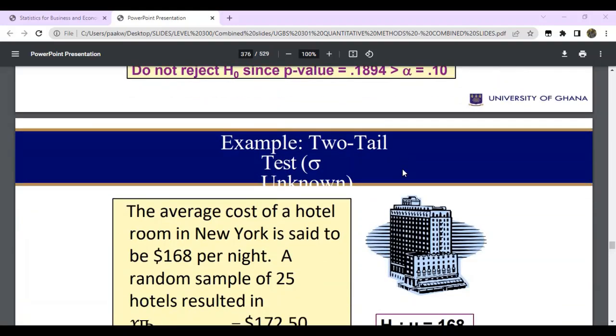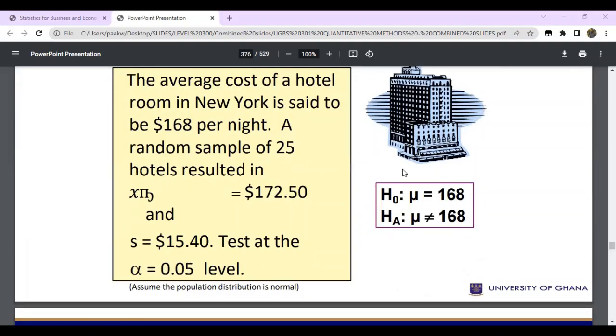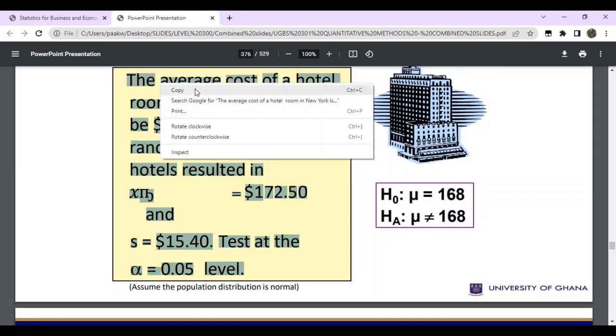Now the two-tailed test. Let's read this question. The average cost of a hotel room in New York is said to be $168 per night. A random sample of 25 hotels resulted in a sample mean of 172.5 and s equal to 15.40. Test at the 0.05 level. That's the significance level.